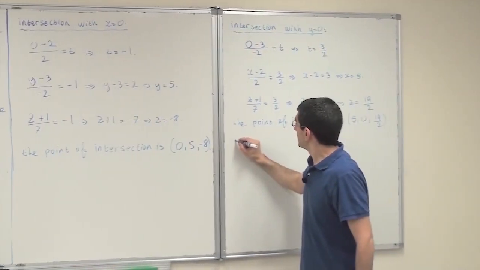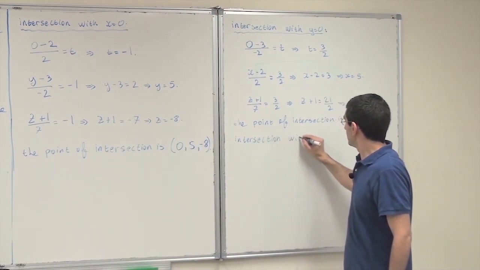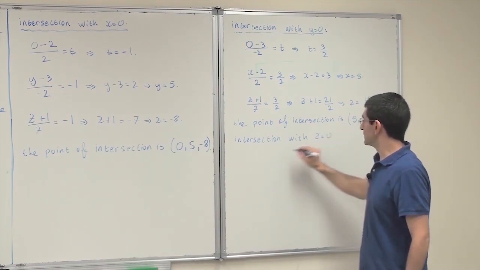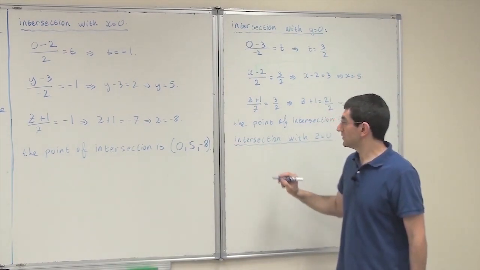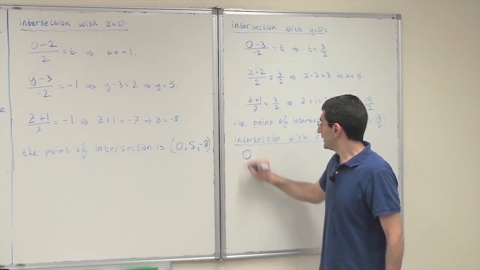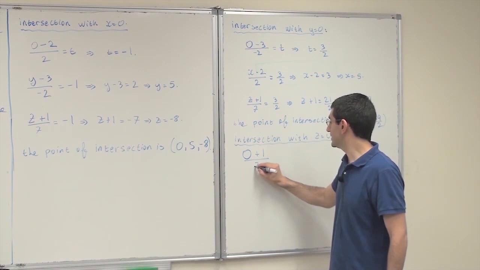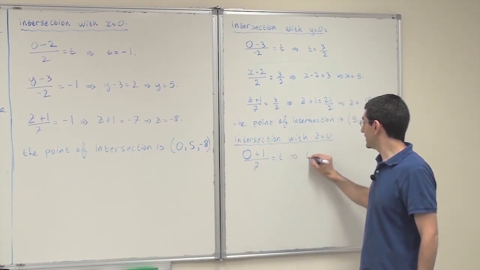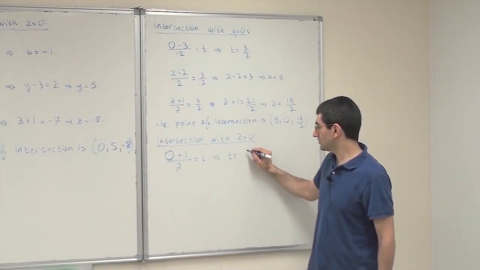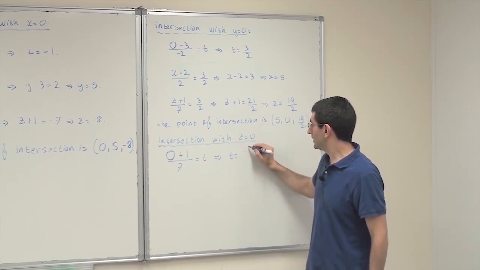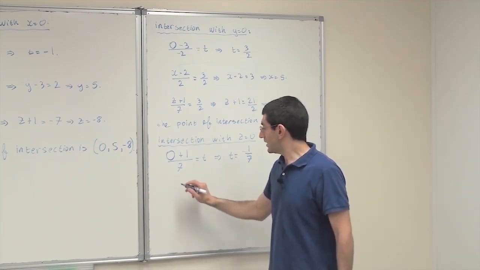Again, the last part of the question is the intersection with z equals 0. So I'm going to use now the third equation, and I substitute 0 for z in this third equation. So 0 plus 1 over 7 is equal to t, and we find the time of intersection with the coordinate plane z equals 0 to be 1 over 7.